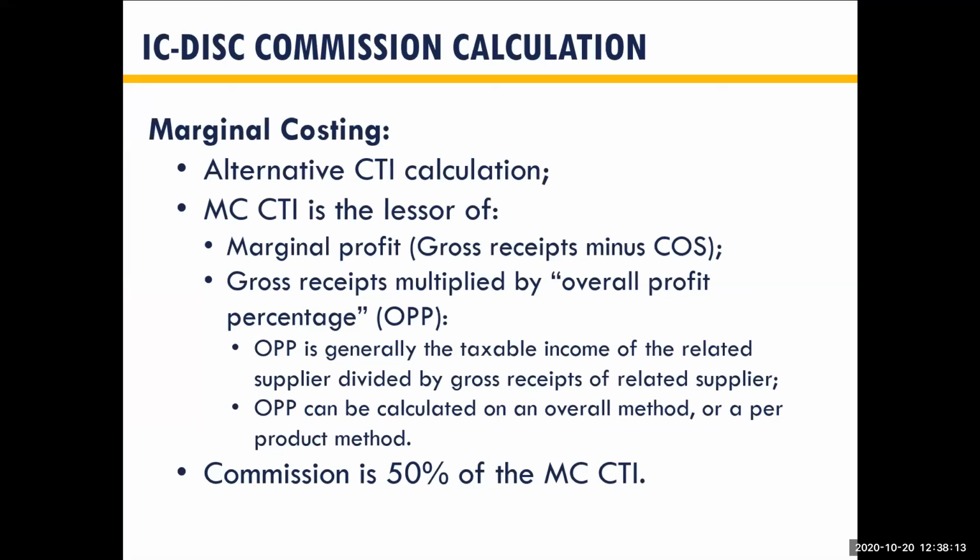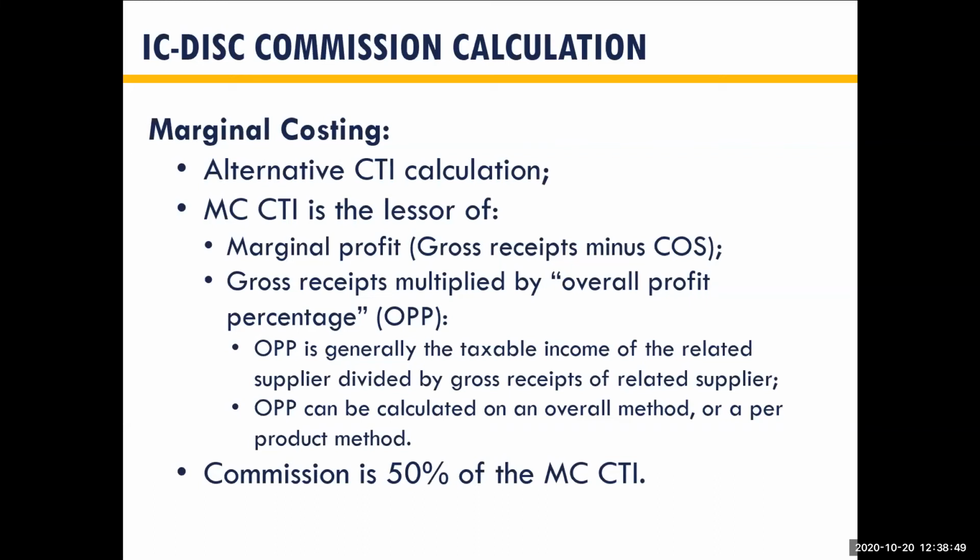So marginal costing, as I mentioned before, is an alternative way to calculate your combined taxable income. And what you do is you either take your marginal profit, which is your gross receipts less your cost of goods sold, or you take your gross receipts and you multiply it by what's called an overall profit percentage, or OPP for short. The overall profit percentage is, in general, the taxable income of the related supplier divided by the gross receipts of the related supplier.